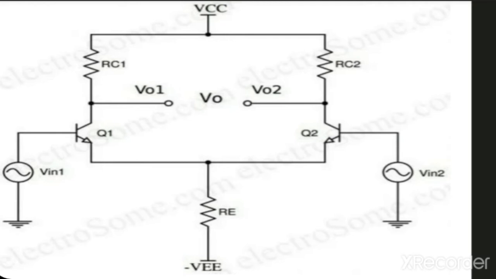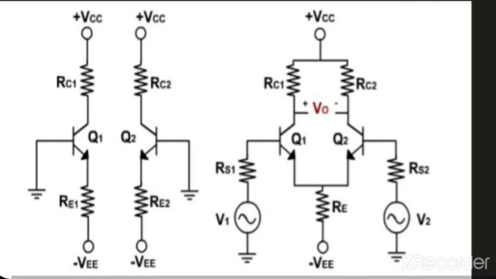Now we will see how we can construct this differential amplifier from two identical emitter biased circuits. In this diagram, we have three circuits. The first two are two identical emitter biased circuits, and the third diagram is the constructed differential amplifier circuit. Let the two transistors Q1 and Q2 have the same characteristics. RE1 is equal to RE2 and let RC1 be equal to RC2.